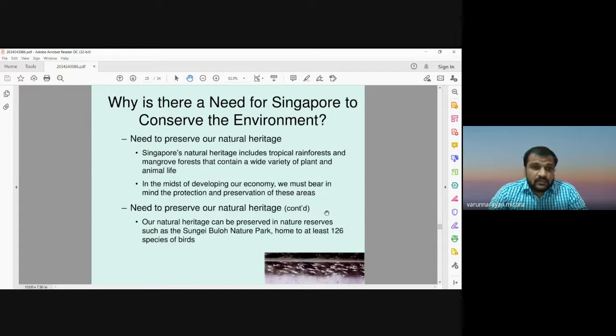There is also a need to preserve the natural heritage. Singapore's natural heritage includes tropical rainforest and mangrove forests that contain a wide variety of plants and animal life. During the development of the economy, they must bear in mind the protection and preservation of these areas. Natural heritage can be preserved in nature reserves, such as the Sungai Buloh Nature Park, which is home to at least 126 species of the world.